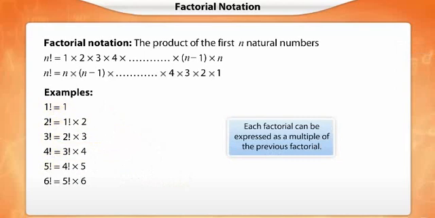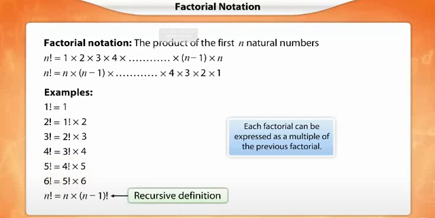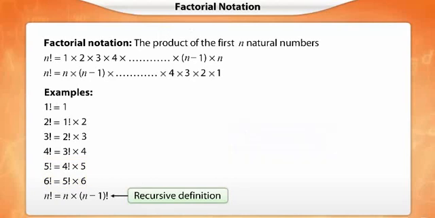We can see that 5 factorial can be expressed as the product of 4 factorial and 5. Similarly, 6 factorial can be expressed as a product of 5 factorial and 6. This gives us a recursive definition for the factorial of a number, as shown. Before we proceed further, we should note that by convention, the value of 0 factorial is assumed to be 1.